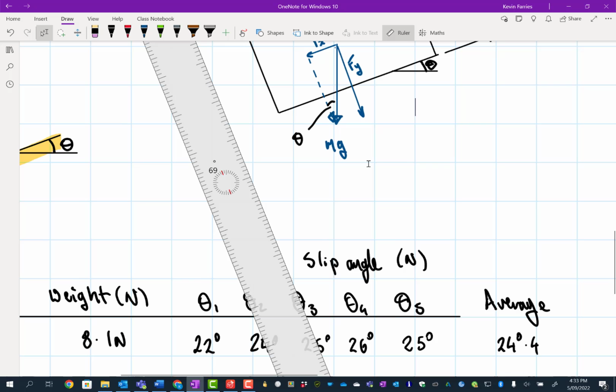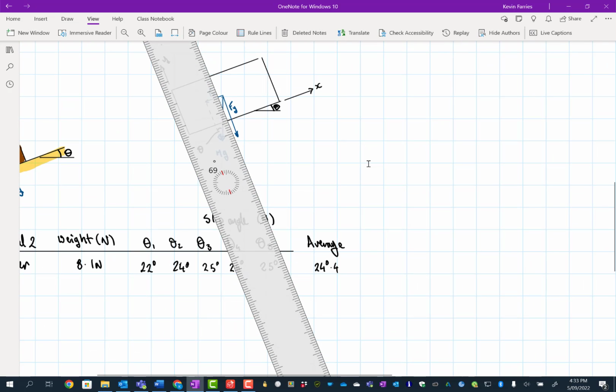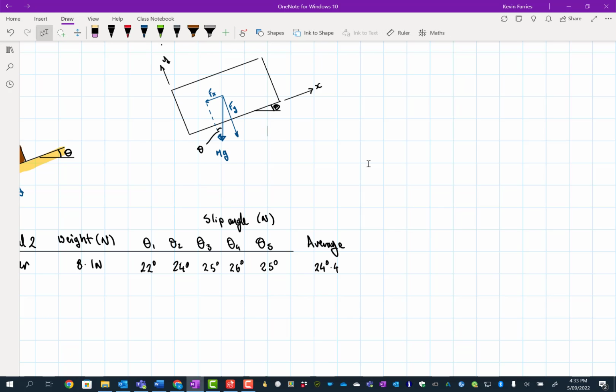And so we can figure out that, let me just put it back to 100%, zoom back out again and get rid of my ruler. So we would have Fx is going to be equal to mg sine theta. Sine theta is opposite, and Fy is going to be mg cos theta.